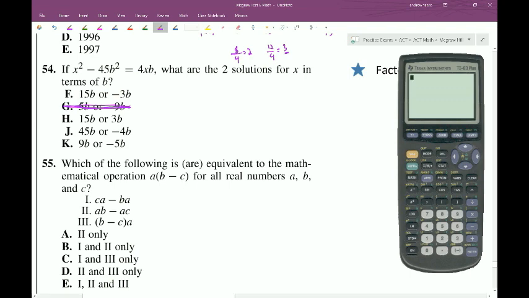Well, let's try 15b because that has two things in it. So if we do 15b squared, that would be 225b squared. And then minus 45b squared equals 4 times 15, so that would be 60b squared. Let me see, did I do that calculation correctly? Okay, so that's not true either. So 15 is out.